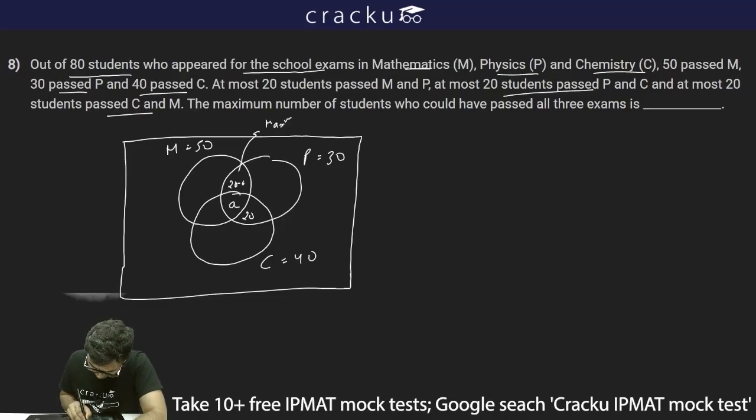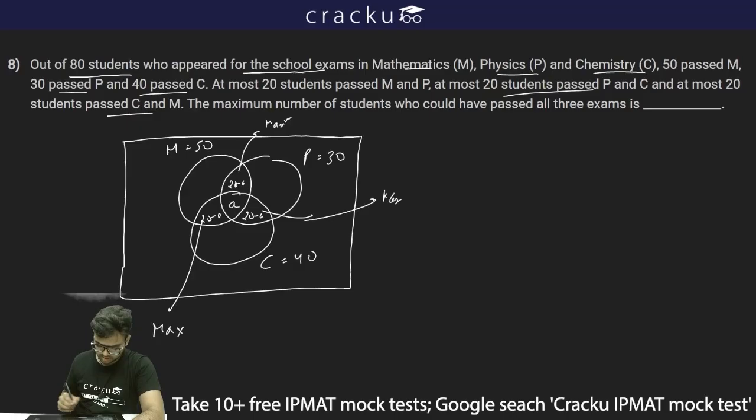Similarly, this value will be maximum as 20 minus A, because the number of students passing physics and chemistry is at most 20. So this can be 20 minus A, and this also can be 20 minus A. Now all these three are basically maximum values. That 20 minus A and 20 minus A are the maximum values.